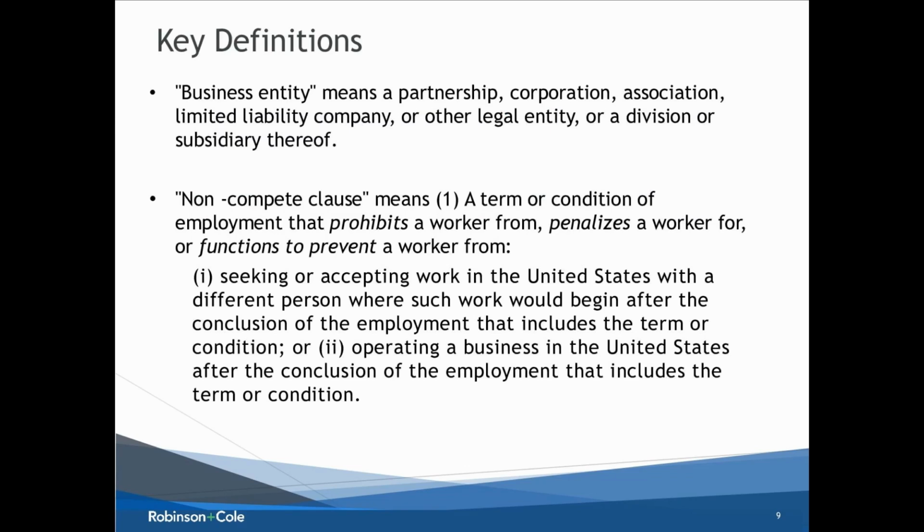So let's talk about the key definitions that are embedded in this rule. Not a surprise, they're broad. They're intended to encapsulate the entire rule, and they work together. So the first one we want to talk about is a business entity. And what does that mean? It's a partnership, it's a corporation, it's an LLC, it's a division, it's a subsidiary. Effectively, it's almost every type of business entity and organization that you could think of.